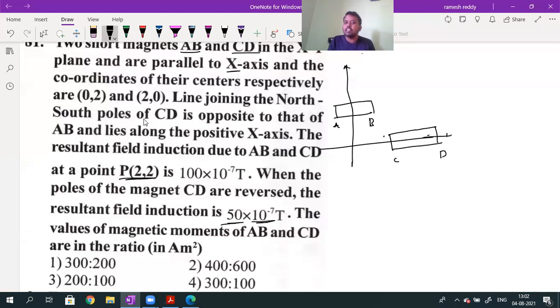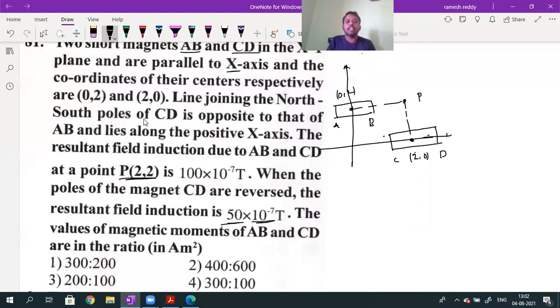How do I know this is CD and this is AB? Their coordinates are given. The center coordinates of CD are (2, 0) because CD is lying on the x-axis, and the center coordinates of AB are (0, 2), so AB is lying on the y-axis. Now they have given one point P, with coordinates (2, 2).